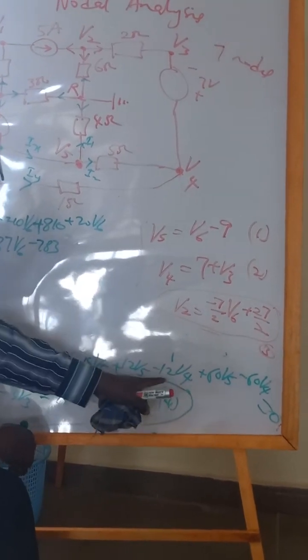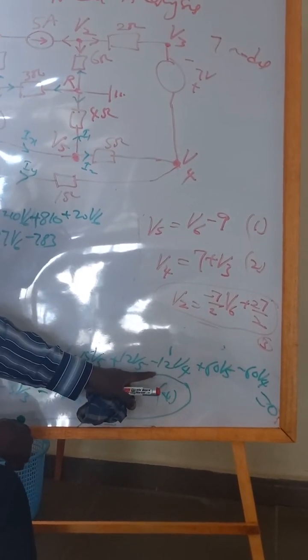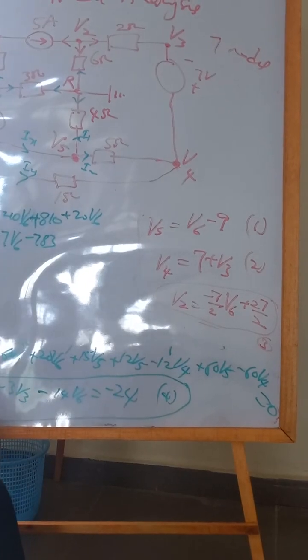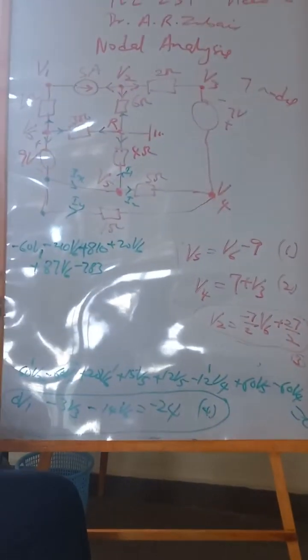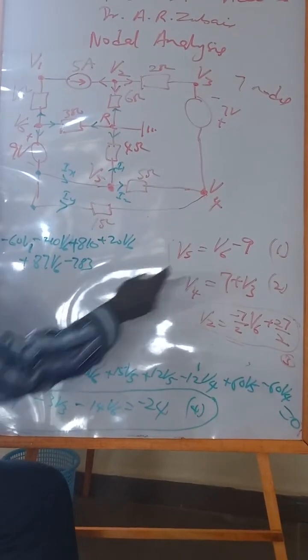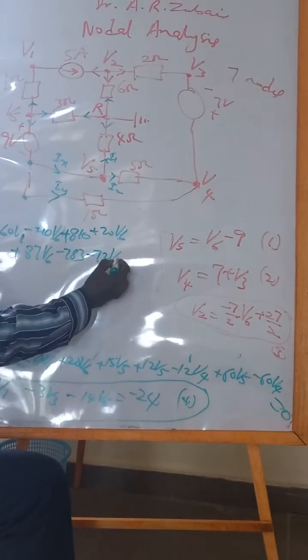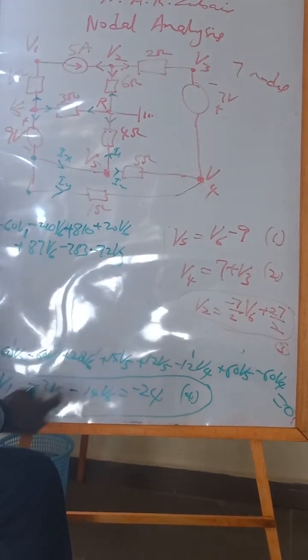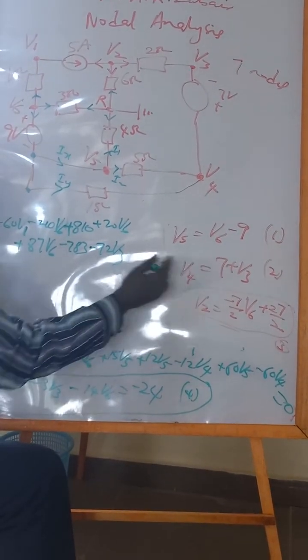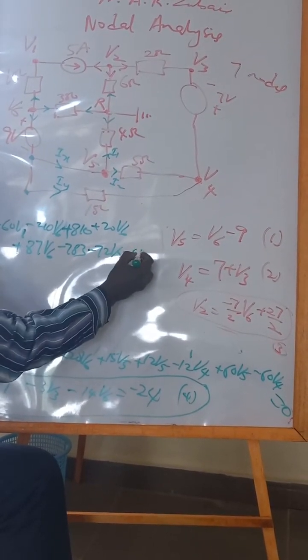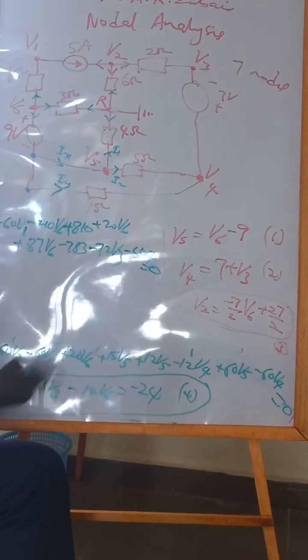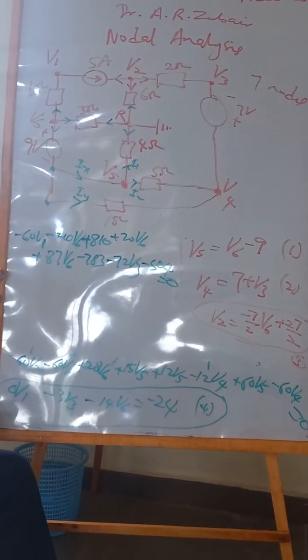Then what remains: I have minus 12 V4 minus 60 V4. That gives me minus 72 V4. Multiplied by V3 gives minus 72 V3. If I multiply this by minus 72, that's minus 504, equals 0. Now help me.